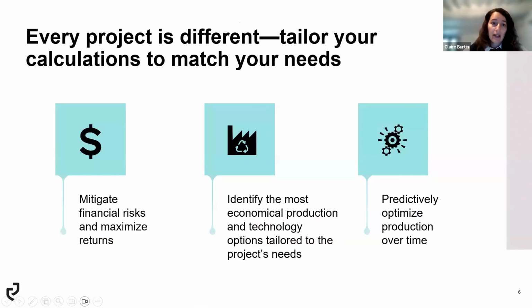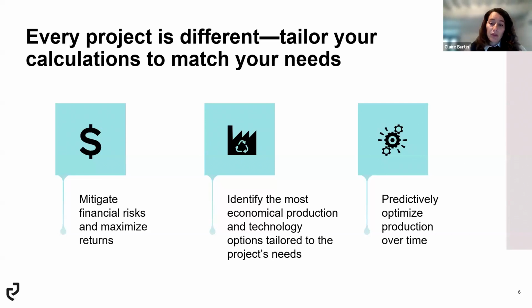So as I said, you need to start by answering the question: what's my objective when calculating my LCOH? Do I want the most precise number for my investors so I can mitigate financial risk and maximize returns when I'm going to sell that hydrogen? Do I want to identify the best technology for my project? Do I want to design my project in a way that optimizes the LCOH? Or finally, you can also use it once you're in operation to optimize the production over time.